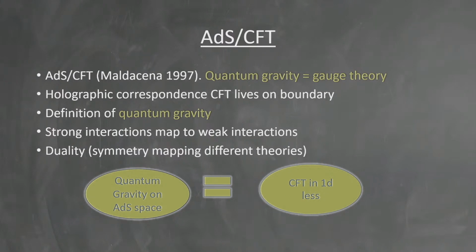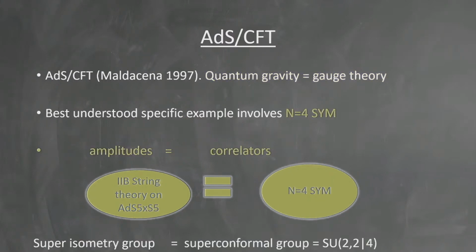And the point is that the best understood example of this maps N=4 super Yang-Mills to type IIB string theory on AdS5 × S5. So a certain well-defined string theory and a well-defined N=4 super Yang-Mills. So this is your quantum gravity. This is really just a gauge theory. So think of this as QCD, but simpler than QCD.